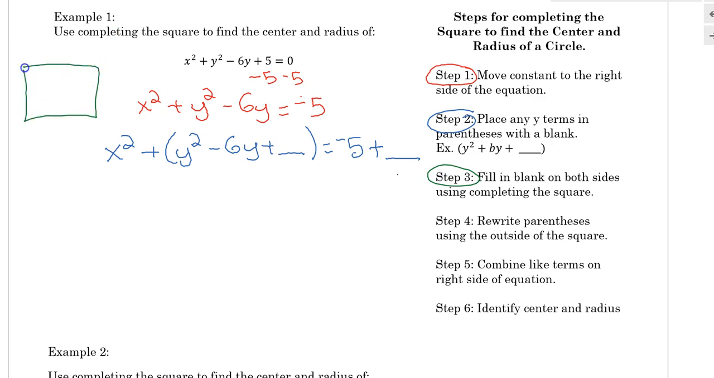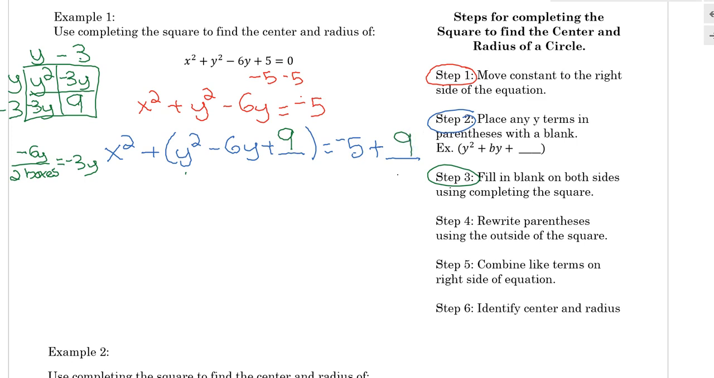So I'm going to draw my square. I have y squared, and the negative 6y divided by 2 boxes equals negative 3y, right? So negative 3y and negative 3y. And whatever goes in this box is going to be my blank. So now let's fill in the outside. Y squared is y times y, and y times negative 3, y times negative 3. Negative 3 times negative 3 is positive 9. Alright, so that 9 is what fills in my blank.